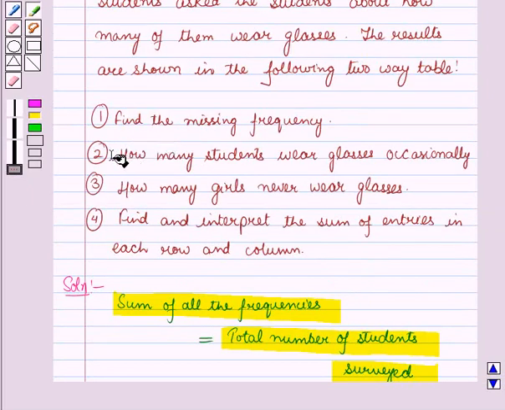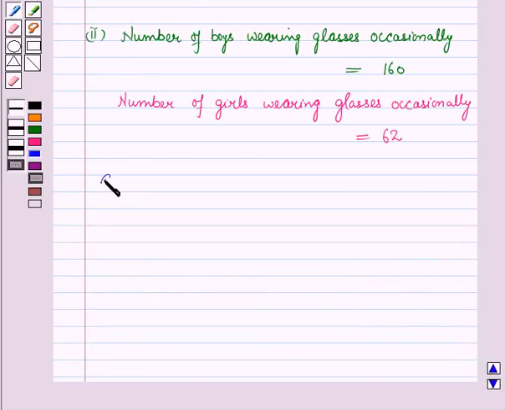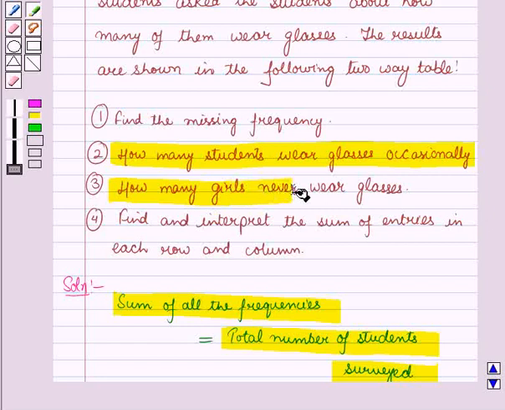Now in the second part, we have to find how many students wear glasses occasionally. Now students include both boys and girls. Now here, see the number of boys wearing glasses occasionally, which is 160, and the number of girls wearing glasses occasionally, which is 62. So, the total number of students who wear glasses occasionally is equal to 160 plus 62, which is equal to 222.